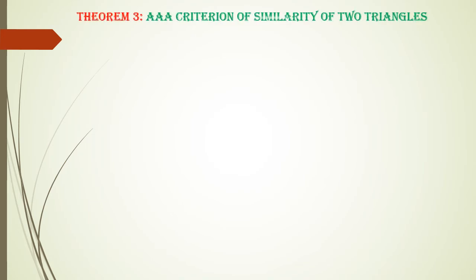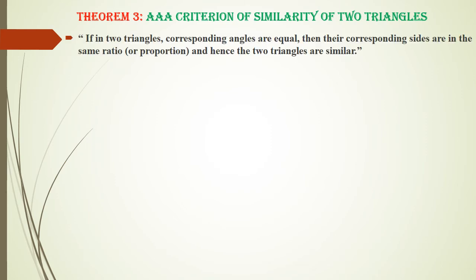Now we are going to see an important theorem which can be used in order to prove any two triangles as similar. That is nothing but theorem 3, the AAA criterion of similarity of two triangles. Let us read out what this theorem says. If in two triangles corresponding angles are equal, then their corresponding sides are in the same ratio or proportion, and hence the two triangles are similar.